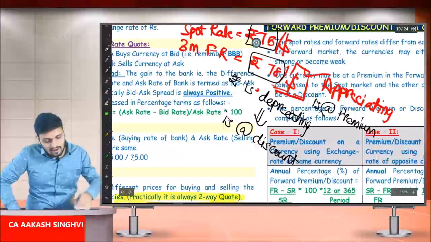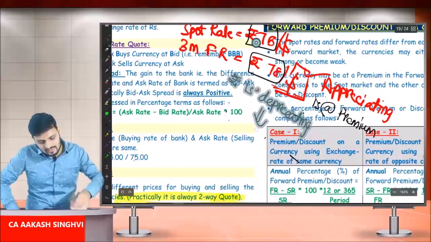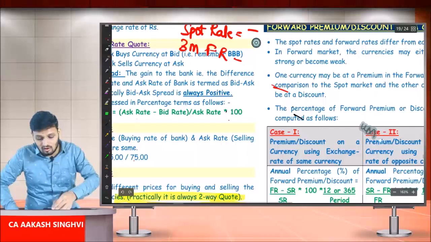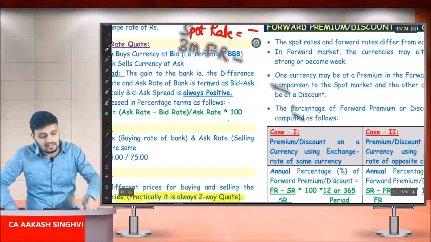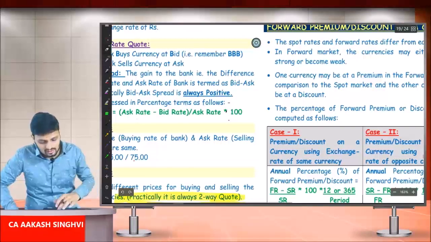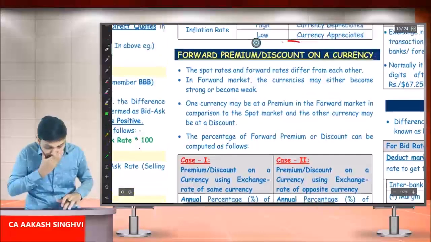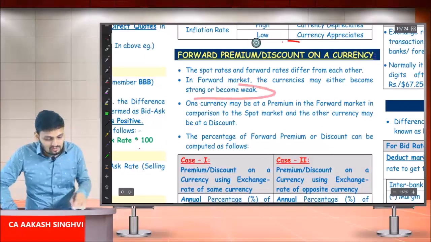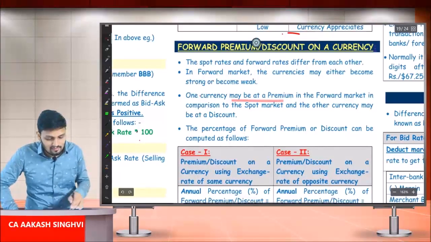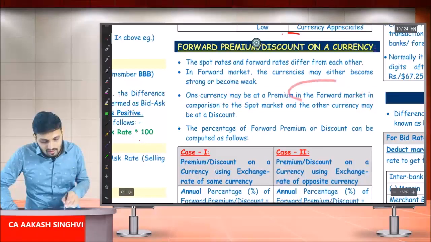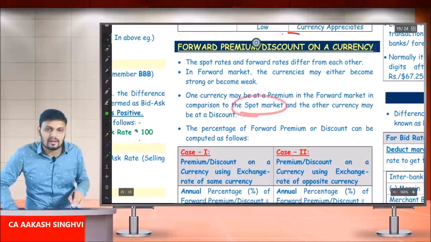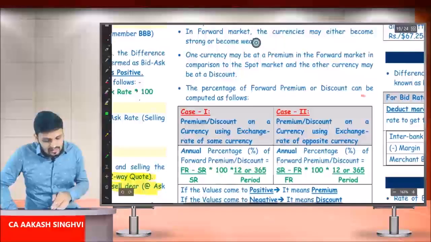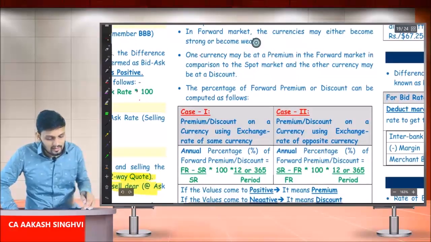Now, why is this premium and discount used? Generally, we will calculate premium and discount in terms of percentage. We will always calculate premium and discount in terms of percentage. Okay, I'll just explain to you from this nano book now. In the forward market, the currency may either become strong or it might become weak. One currency may be at premium in the forward market in comparison to the spot market, and another currency may be at discount. The percentage of forward premium or discount can be computed as follows.